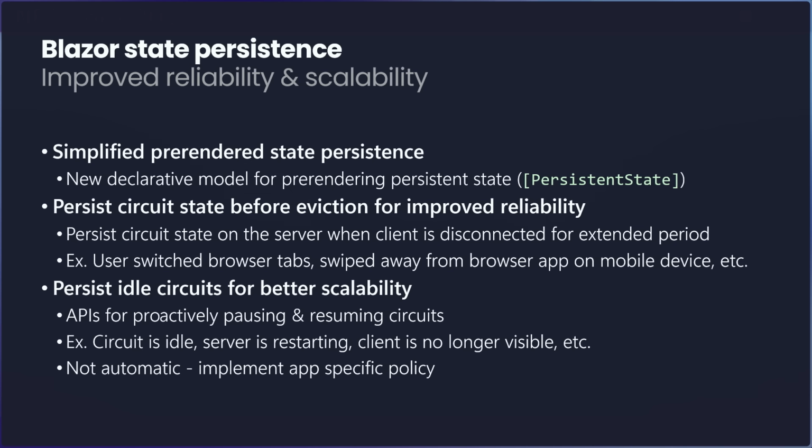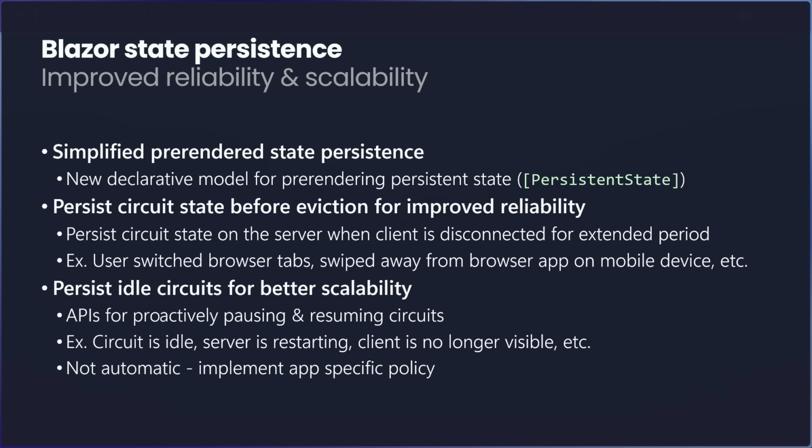You can just define a property and put the persistent state attribute on it, and Blazor will take care of the rest. It'll persist the state into the pre-rendered page and load it at the appropriate time. We also will now automatically persist the state of disconnected circuits before they get evicted.